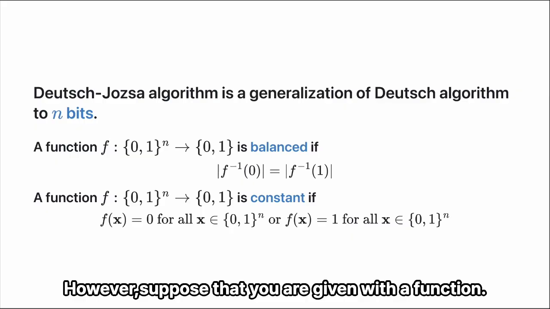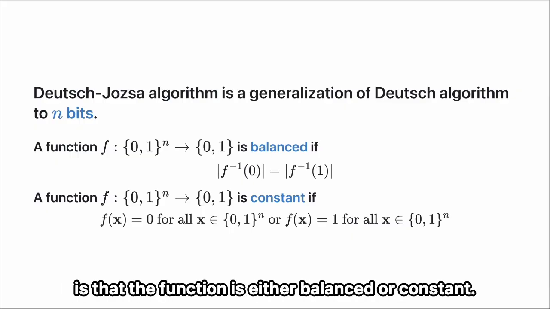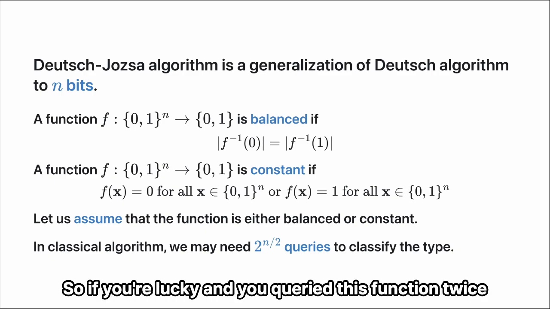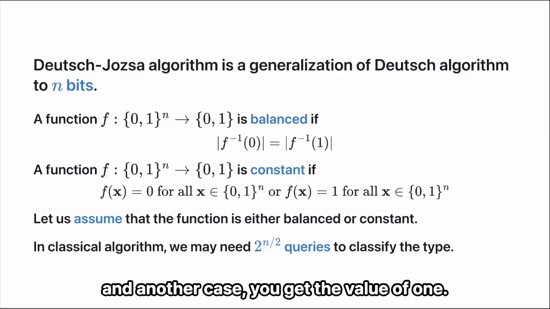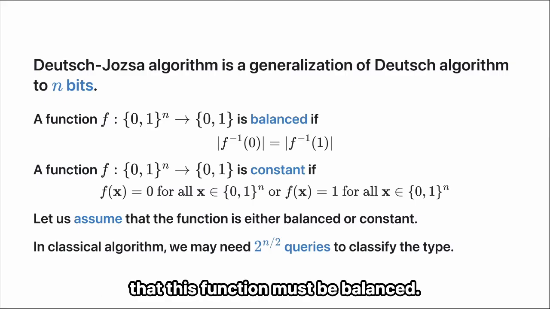However, suppose that you are given a function. We don't know what it is, but all we know is that the function is either balanced or constant. So the question is, how many times do we have to query this function in a classical algorithm to find out which type this function is? If you're lucky and you query this function twice, and in one case you get the value 0 and in another case you get the value 1, then you immediately conclude that this function must be balanced.